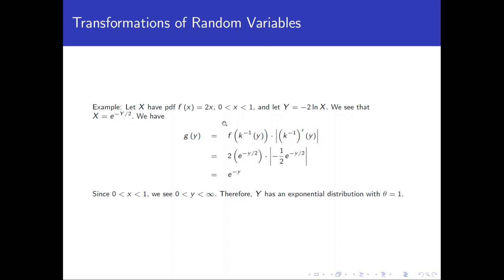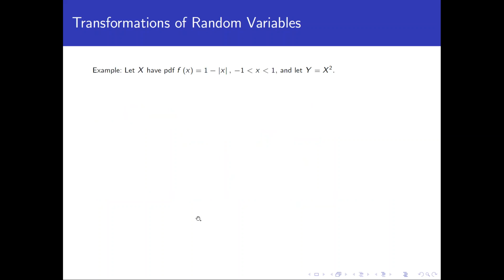They tell us the support for x is 0 to 1, and of course as x goes towards 0 from the right, natural log of x goes to negative infinity, but we're multiplying by a negative, so we actually get y going off to infinity. If x gets close to 1, natural log of x gets close to 0. So y is actually between 0 and infinity. So we see that this really is just an exponential distribution with theta equal to 1.